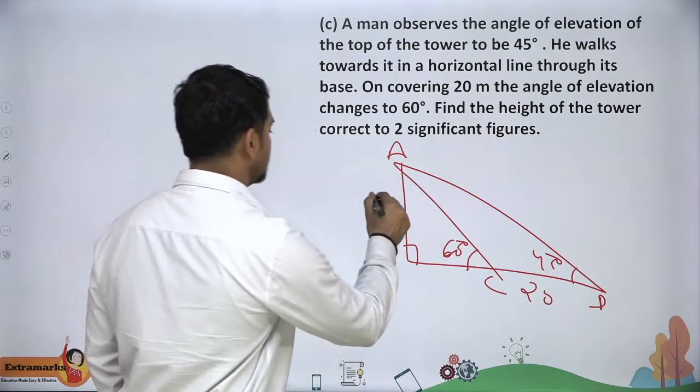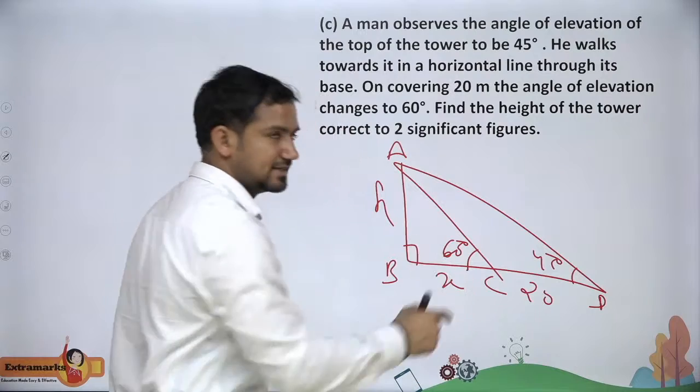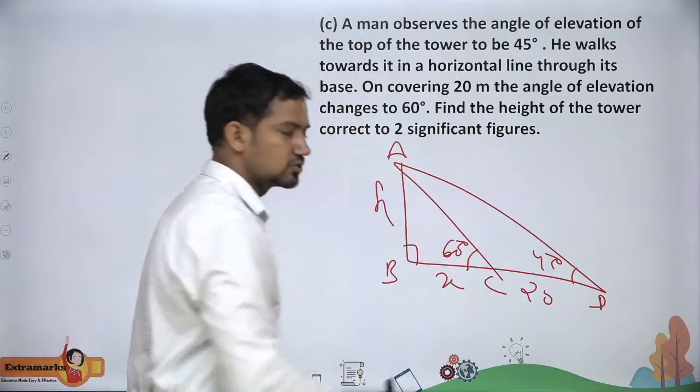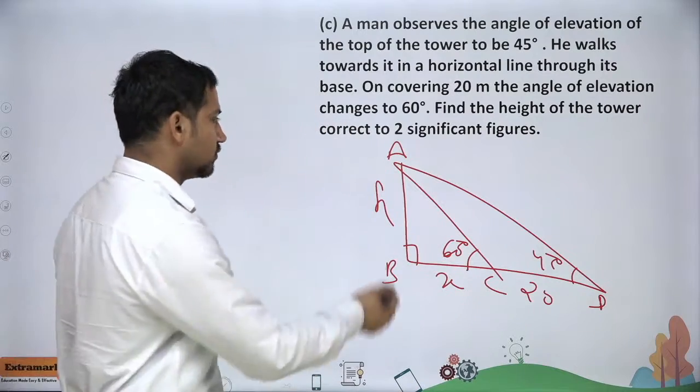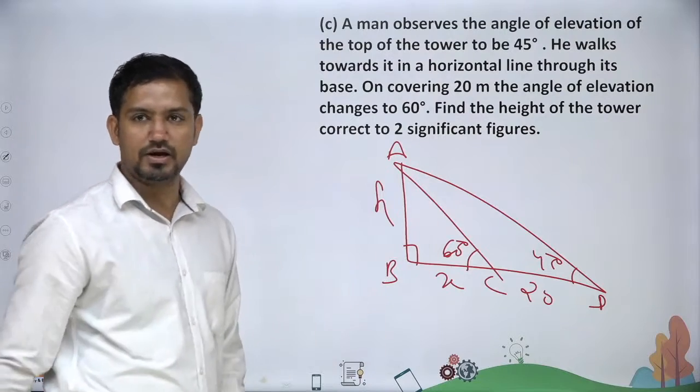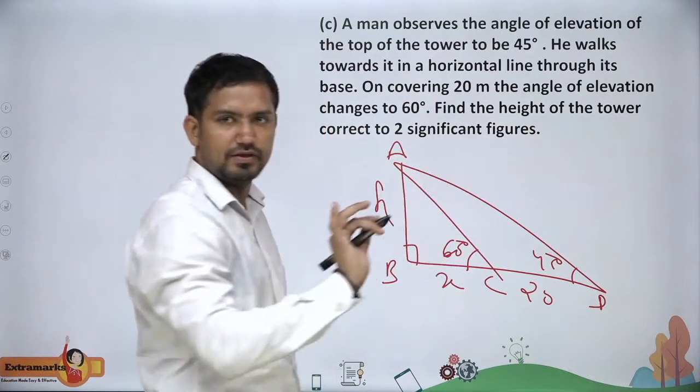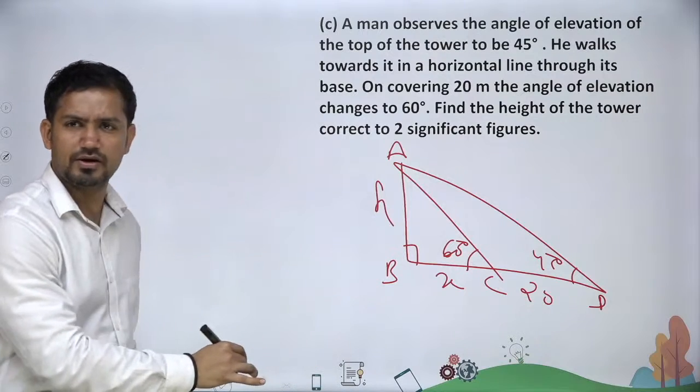Then you have to find this one, h. So first of all, h upon x is tan 60. Then h upon x plus 20 is equal to tan 45. Then we have to use the equations and find the answer, okay? You will solve this. The question is easy, not difficult, okay?